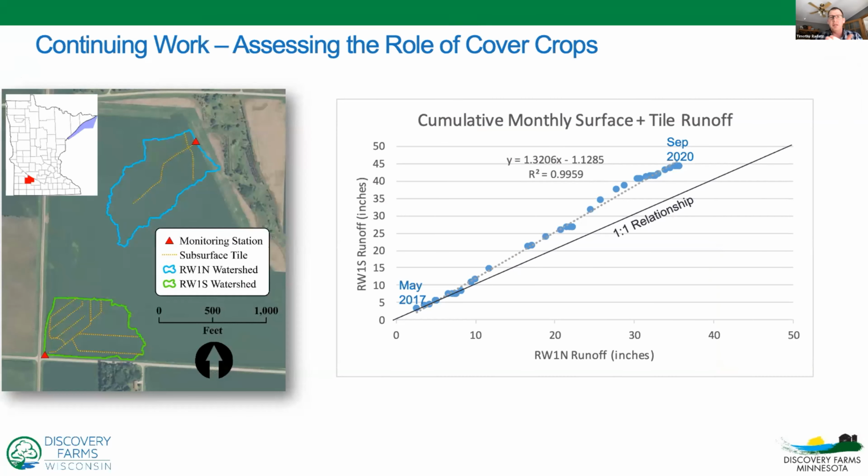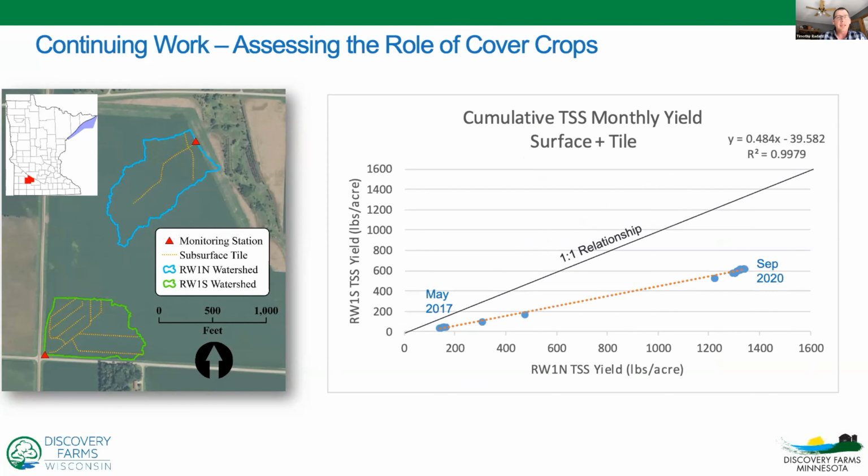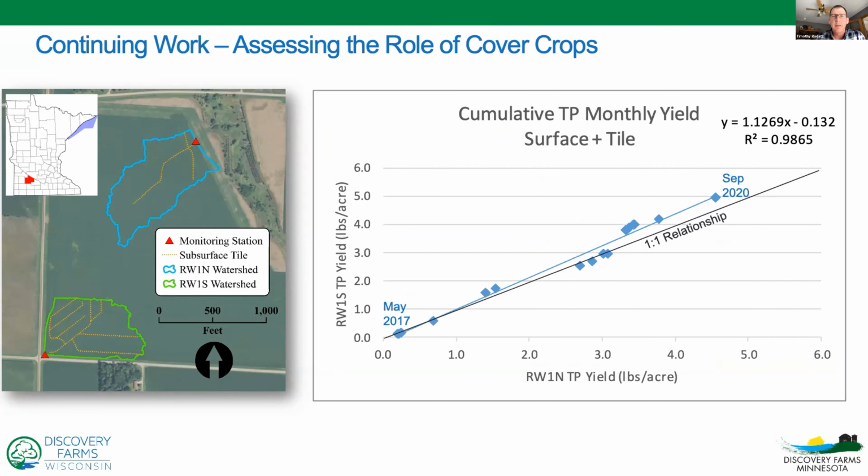So basically what we did for the first 3 years of the study was try to pair up the basins. This is a graph looking at the total surface water runoff and tile drainage on a monthly basis. And you can see the one-to-one relationship line plotted there. So if all the data points fell on that one-to-one relationship, we would see that those two basins are equal in terms of runoff. We're also looking at sediment yield. And on this one, we see the North Basin has more of a sediment yield than the South Basin throughout this initial 3 years of monitoring.